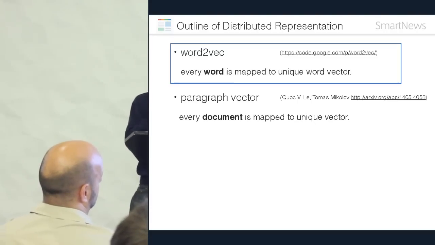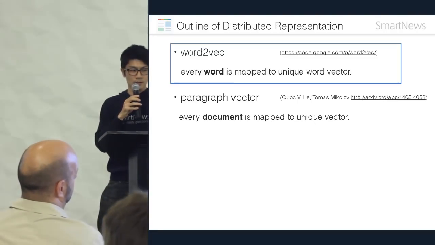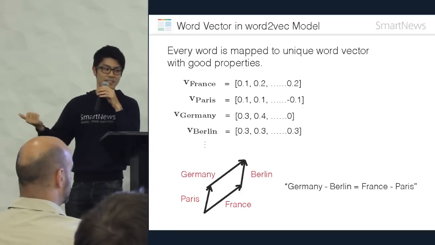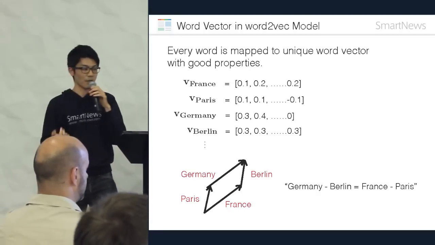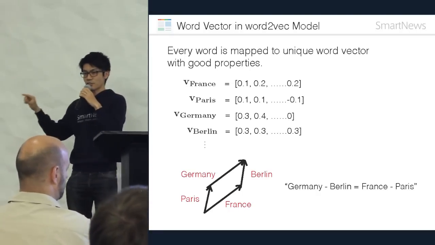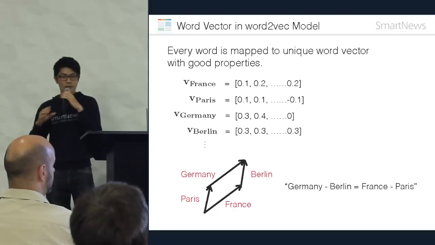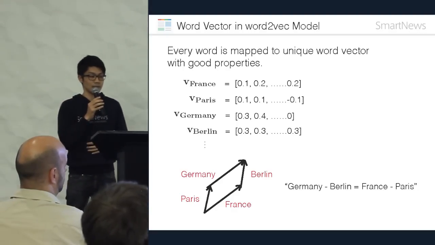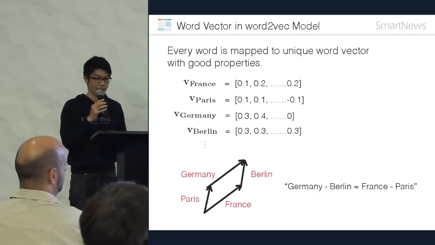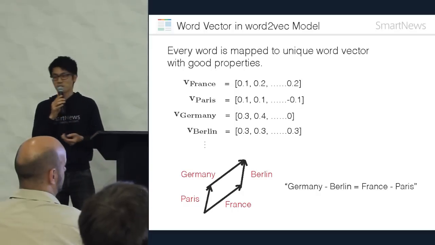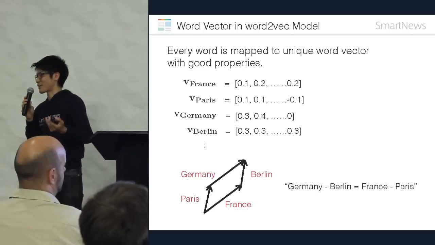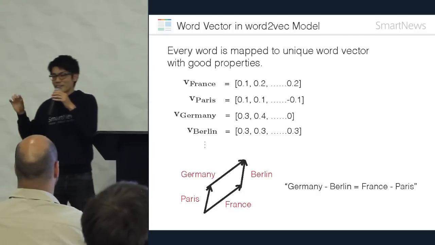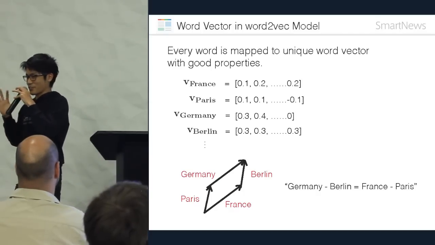So let's first talk about Word2Vec. Every word is mapped to a unique word vector. In this example, France, Paris, Germany, Berlin are mapped into unique vectors. And what is surprising is that the relation Germany minus Berlin equals France minus Paris. It's surprising. By this nature, we can assume that some semantics is embedded in the word vector.